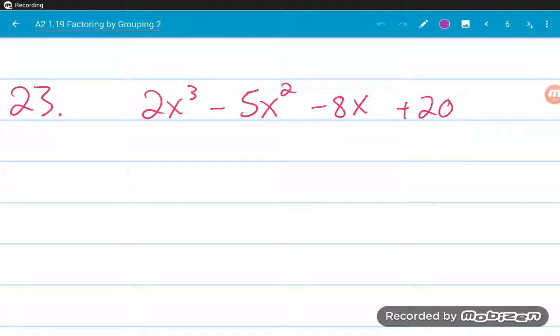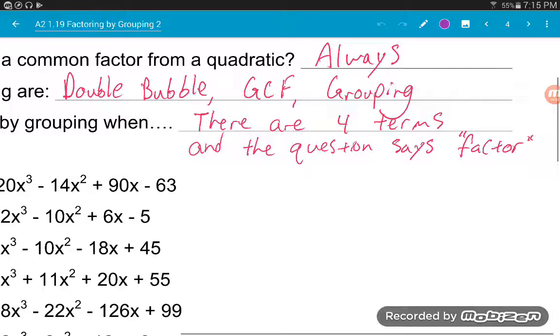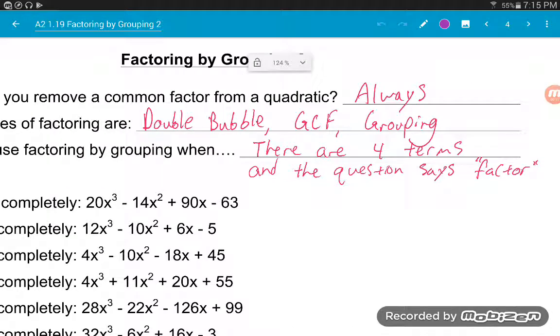Okay, so here's my second video on factoring by grouping. Now, on our sheet we put down a couple things that were important, so I'll just reference them in case you don't have these notes.